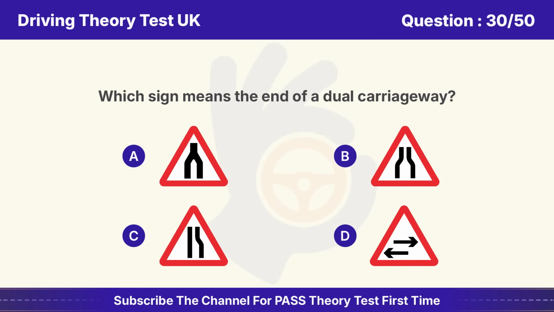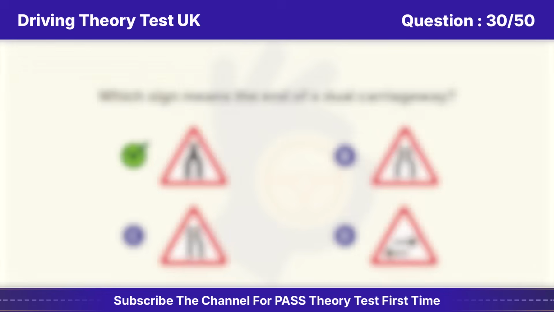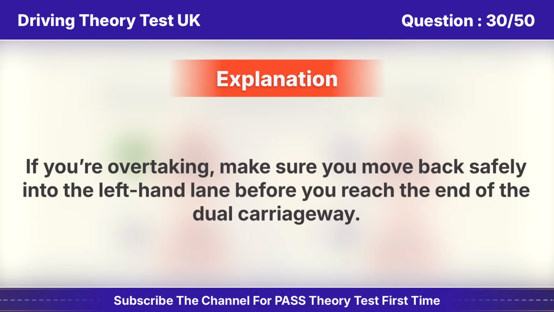Question 30. Which sign means the end of a dual carriageway? Answer is A. If you're overtaking, make sure you move back safely into the left-hand lane before you reach the end of the dual carriageway.